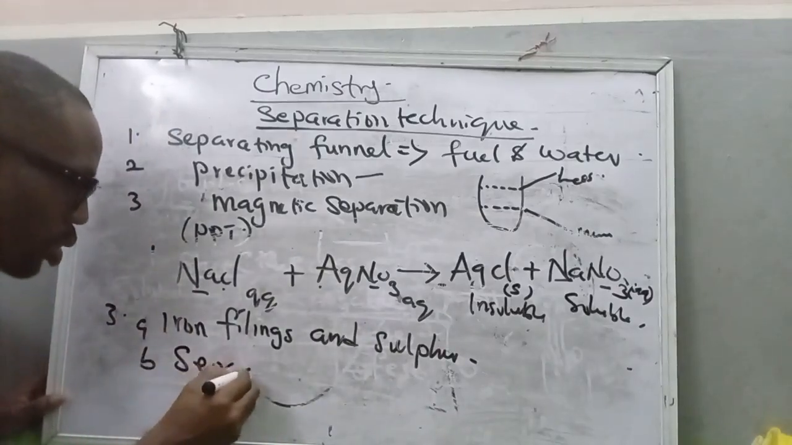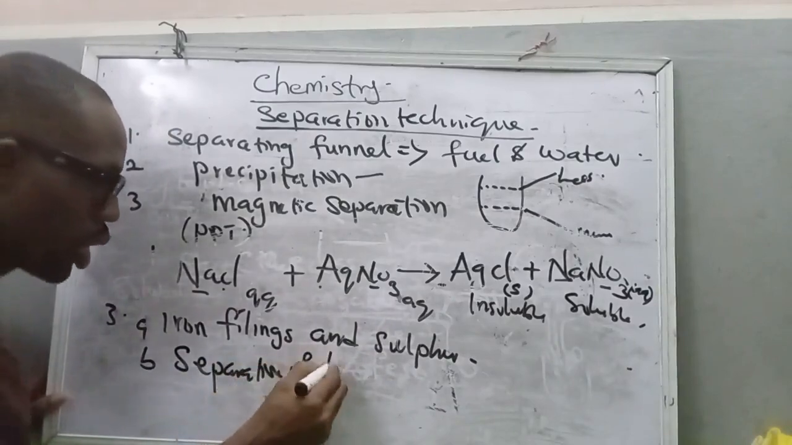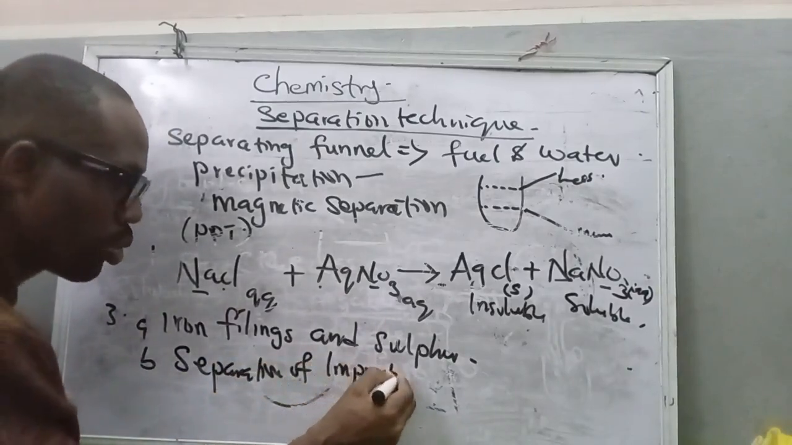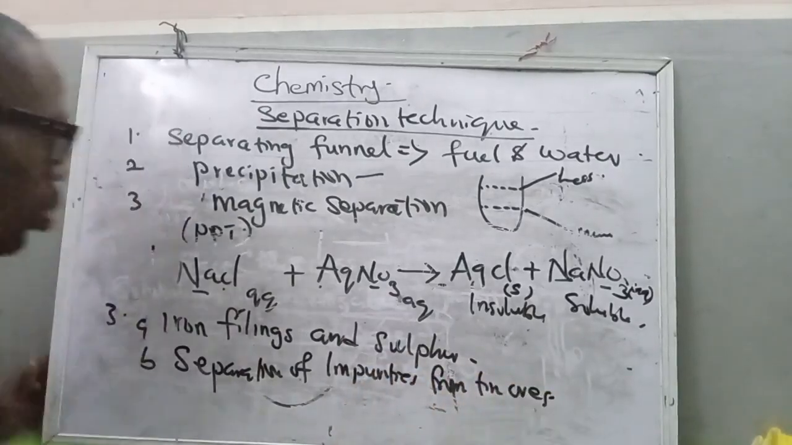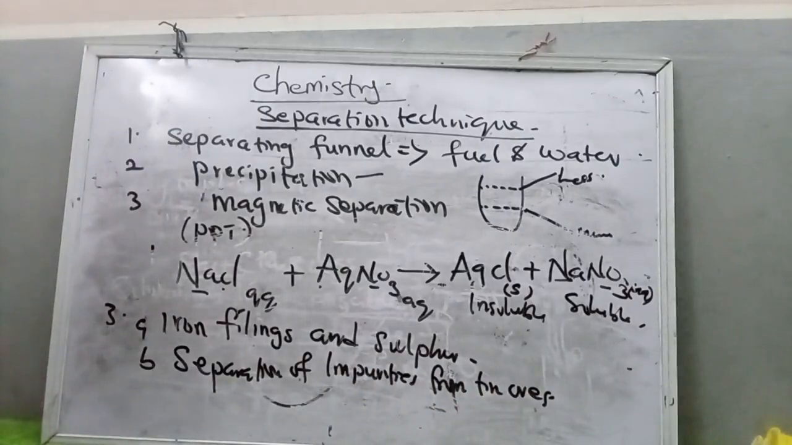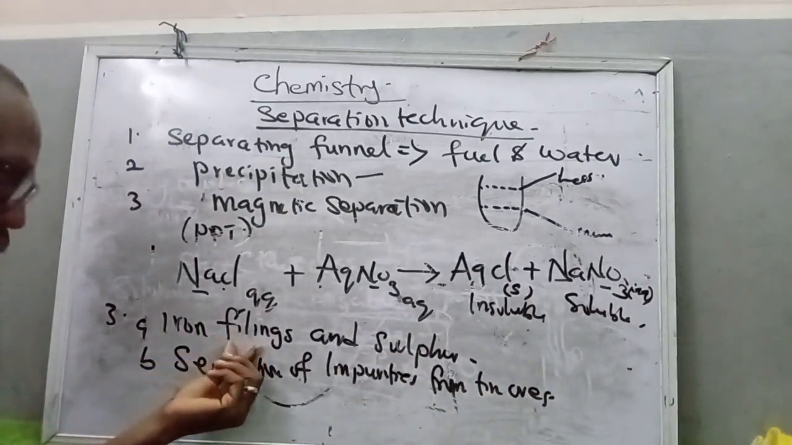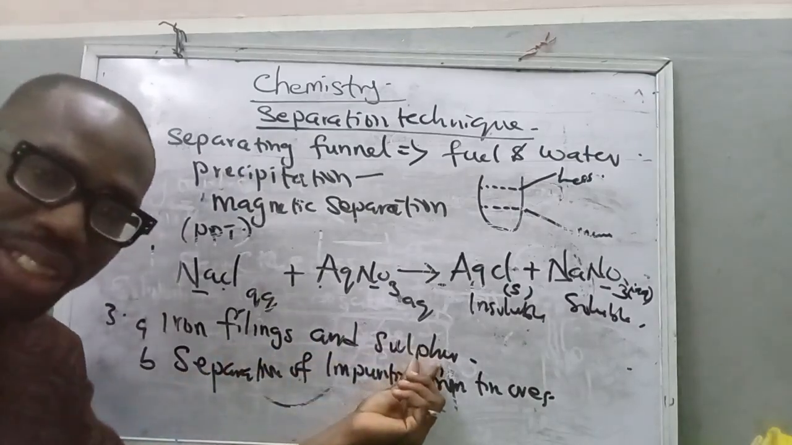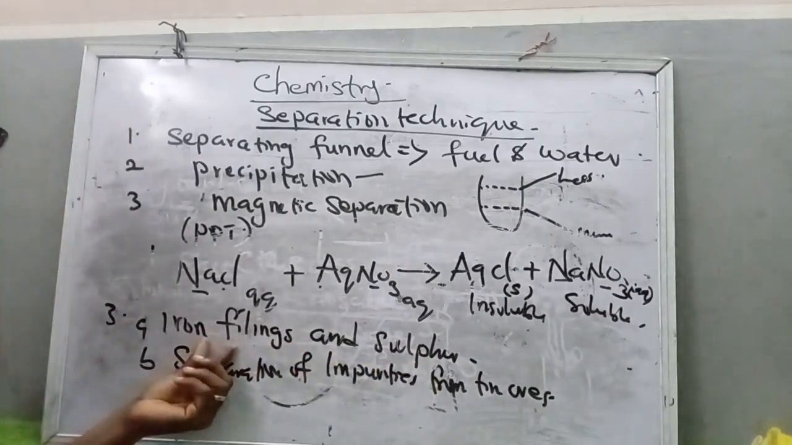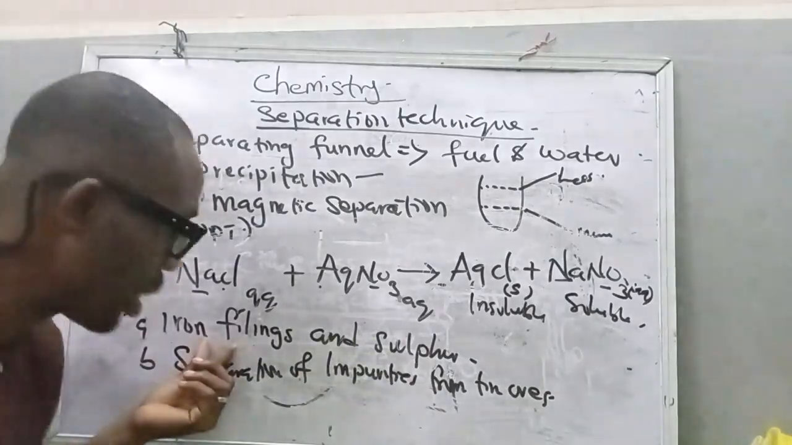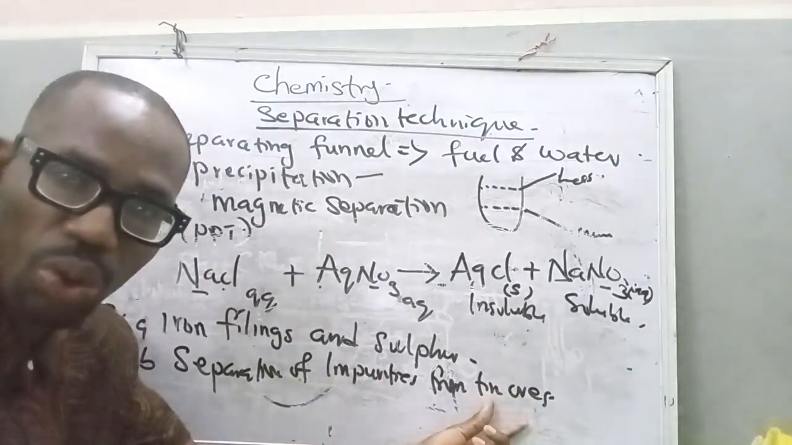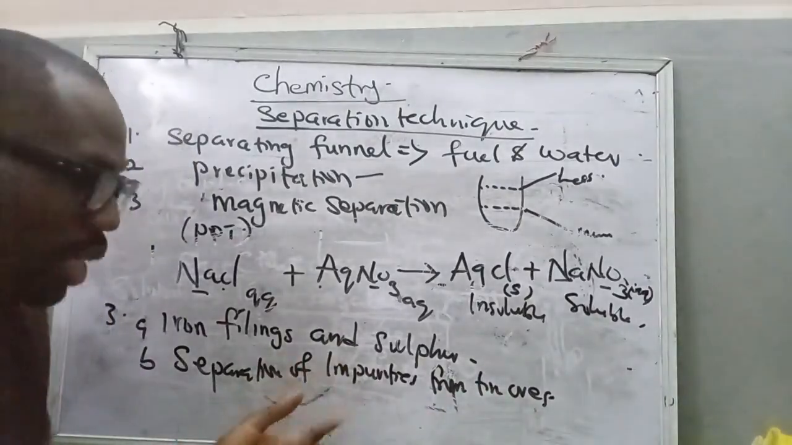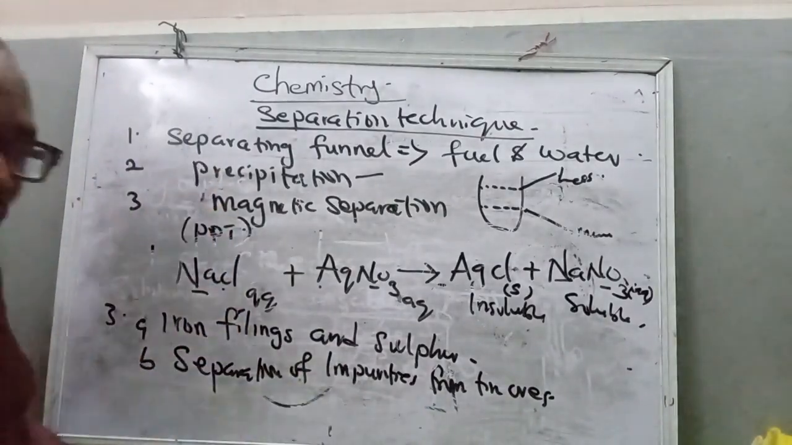Separation of impurities from tin ores. So magnetic separation is separating magnetic substances from non-magnetic substances. Sulfur is non-magnetic. Iron filings is what? Magnetic. So separation of impurities from tin ores, when you do that, you are already carrying out magnetic separation.